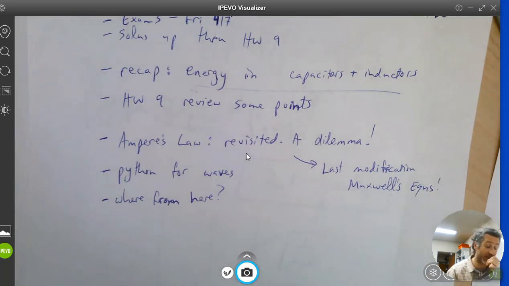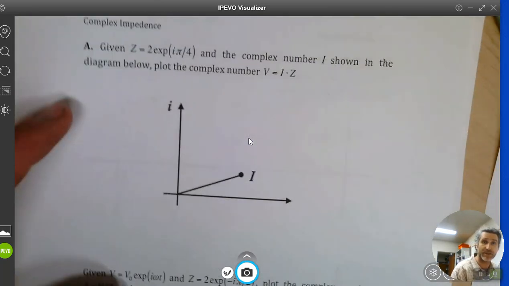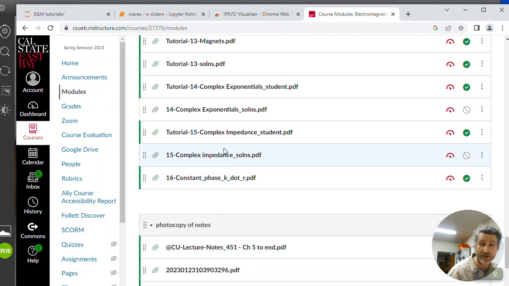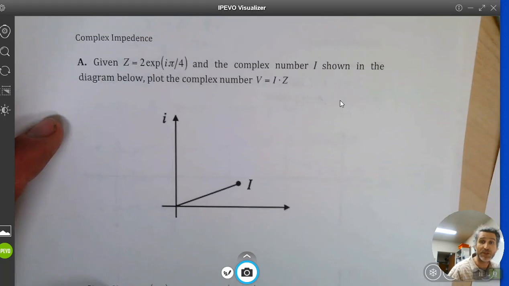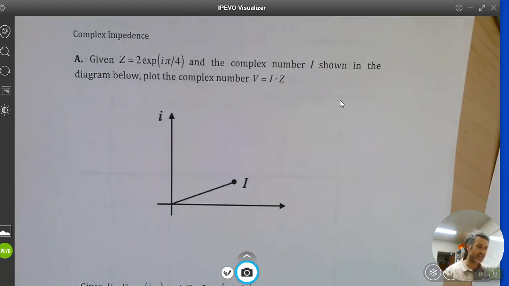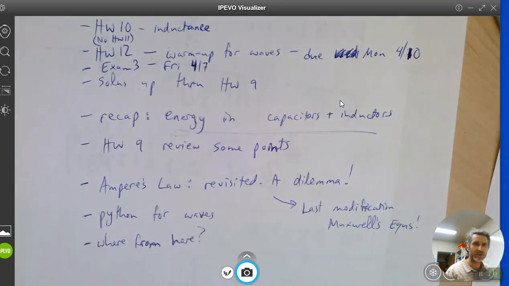I think that when we meet back up after the break, let's go through the complex impedances. If you wanted to look over it a little bit, you can take a look at the worksheet that's posted here about the complex impedance, tutorial number 15. Let's go through that together. We'll finalize a discussion of that. And then we're going to start moving into talking about electromagnetic waves. And it's a really cool topic.